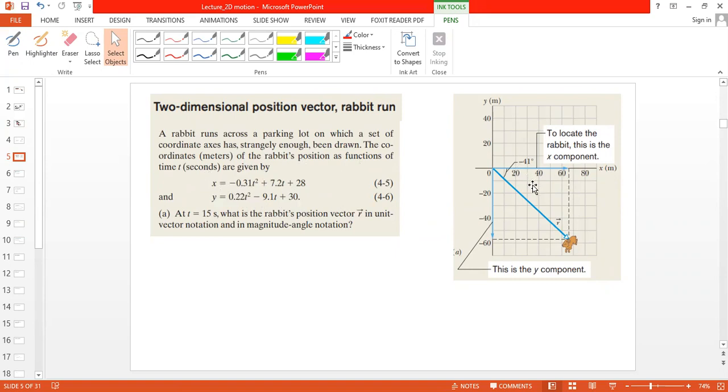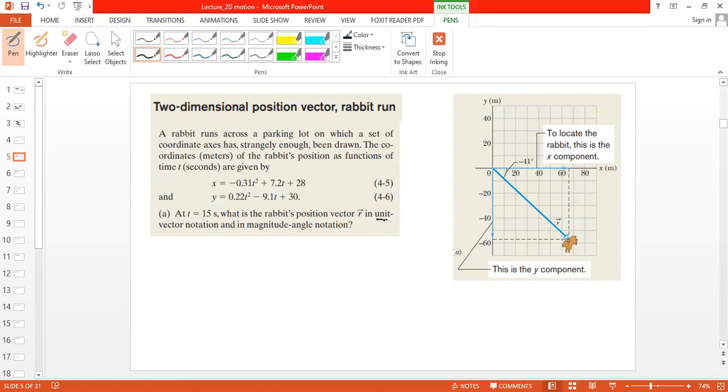So a rabbit is running on a parking lot, and if this is a two dimensional space, we can define its position with x and y coordinates, and these positions are functions of time like this, given in these two equations. What I have to do: at time t equal to 15 seconds, what is the position vector r in unit vector notation and in magnitude angle notation? So I have to find the position vector r of the rabbit. Two notations I have to use: one is unit vector notation, and the second is magnitude angle notation.